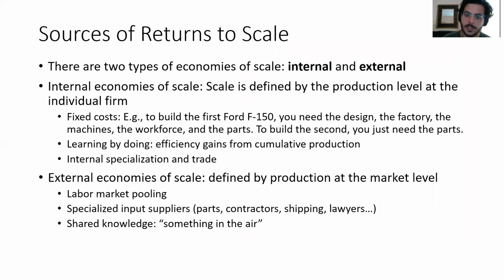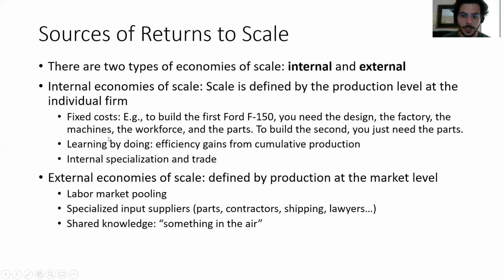So for example, to build the first Ford F-150, you need to have a design of the car. You need the factory. You need the machines. You need the entire workforce, not just the production staff, but the accountants and the managers and all the rest of it. And lastly, after all that, you need the actual parts of the F-150. To build the second one, you just need the parts. You've already got everything else. So the cost of building the first Ford F-150 was astronomically high, but the cost of building the second is much, much smaller.